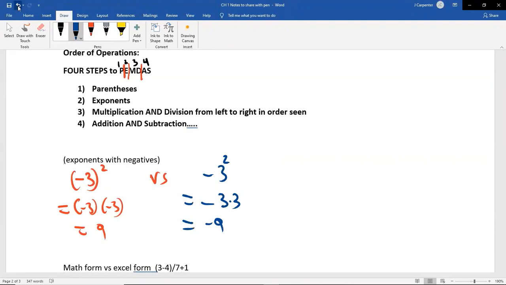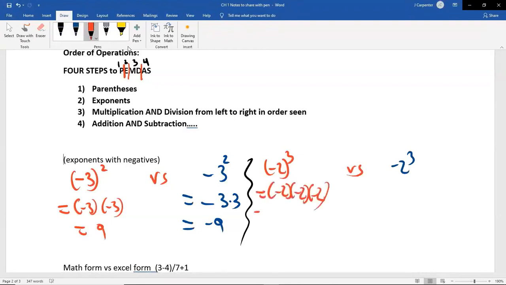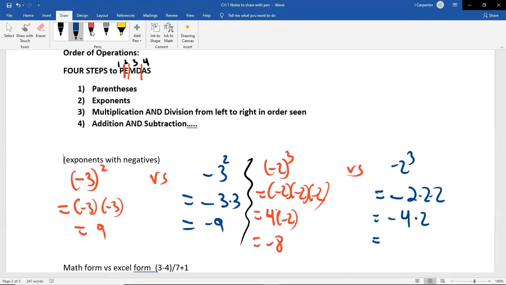Now, what's interesting is whether these exponents are even or odd actually makes a drastic difference in whether they have different answers or not. So let's do (-2) cubed versus -2 cubed, one with parentheses, one without. And I'll do this quickly. The first one, the negative repeats. -2 times -2 is +4, times the -2 at the end, and then 4 times -2 is -8. But the blue one, the negative is not repeated. It's just the 2 cubed that is 2 times 2 times 2. -2 times +2 is -4 times +2 is -8.